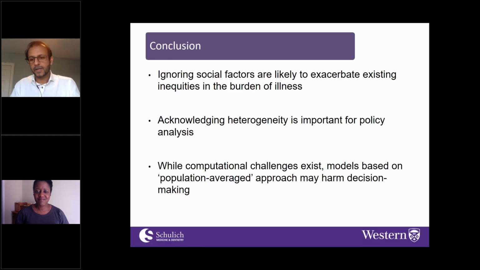So, in terms of conclusion, we want to emphasize that the guidelines have recommended, although not as strongly as we probably feel about this, that ignoring social factors could potentially exacerbate inequities, both in terms of the burden of illness and also in terms of the policy impact. And we need to take into account these social factors, particularly when we are developing models that inform future policies. So that's an important takeaway for us from these.